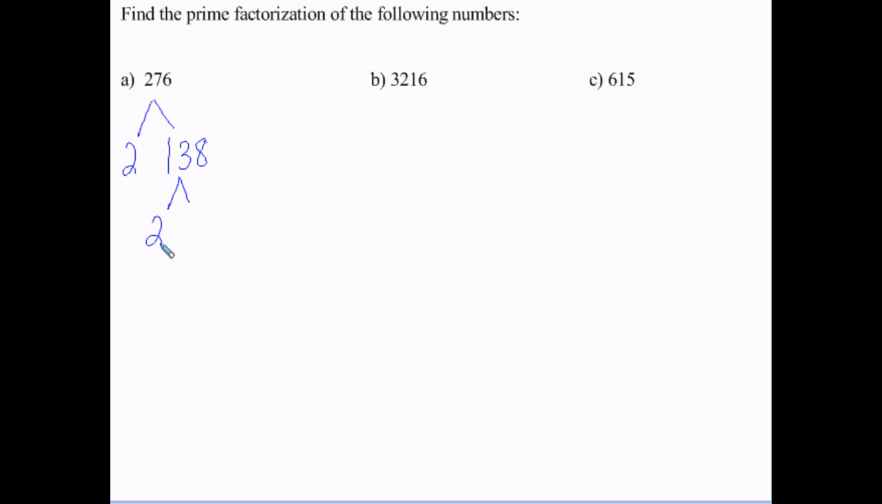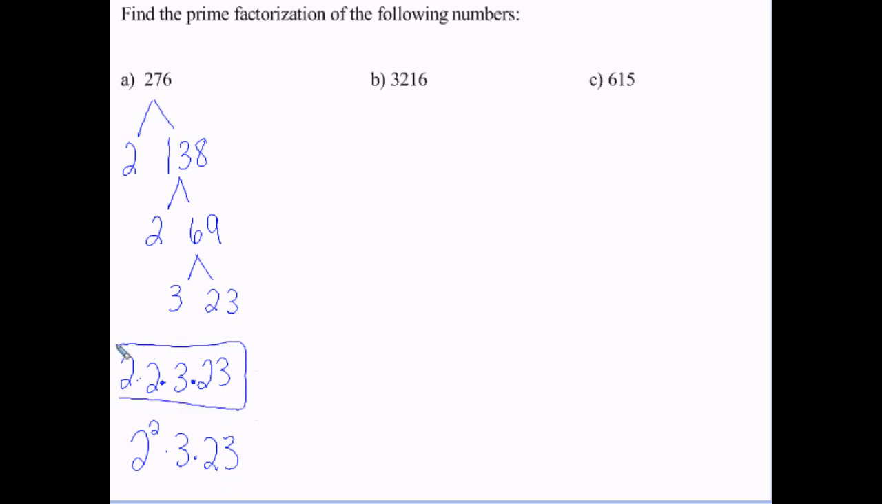But 2 goes into 13 6 times with 1 left over. Divide by 3. And now 23 is prime. So our prime factorization is 2 times 2 times 3 times 23. So 2 to the second power times 3 times 23, which gives us 276.